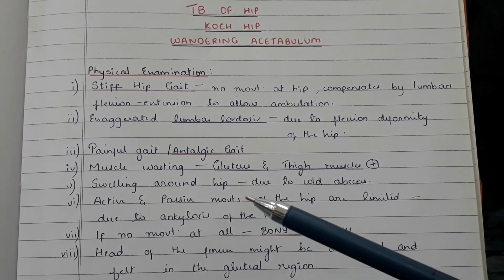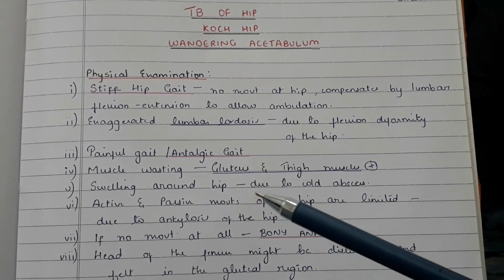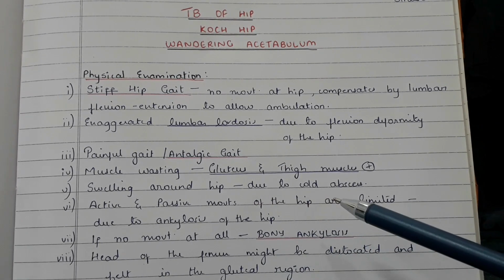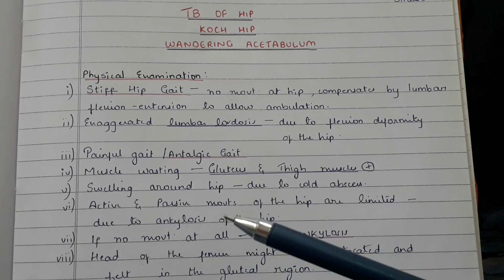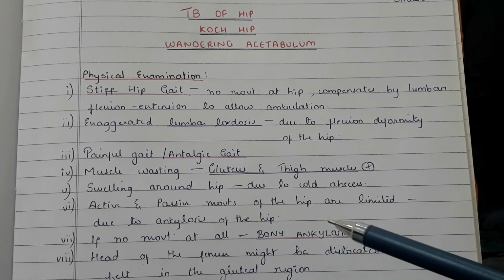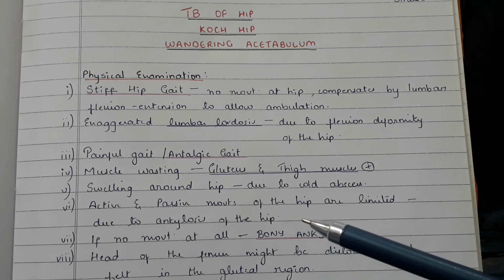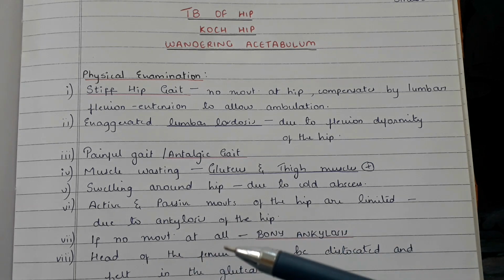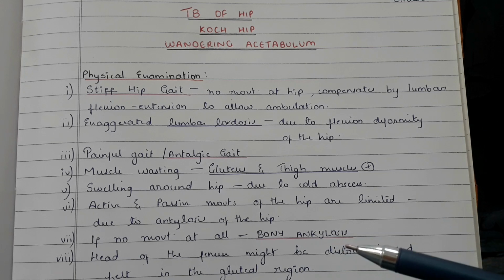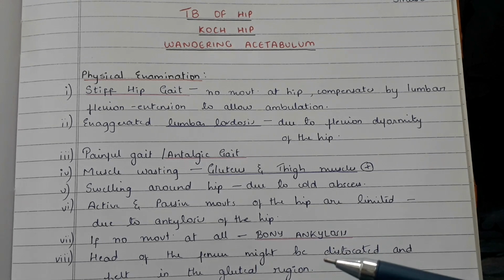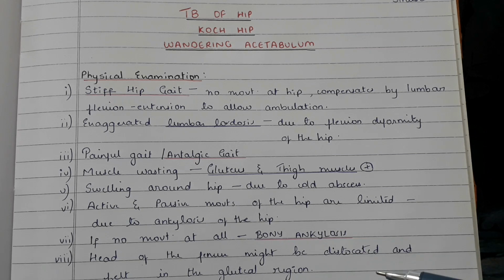Swelling around the hip joint is present due to the cold abscess. Active and passive movements of the hip are limited due to ankylosis of the hip. And if there is no movement at all, then it is called bony ankylosis. The head of the femur might be dislocated and felt in the gluteal region.